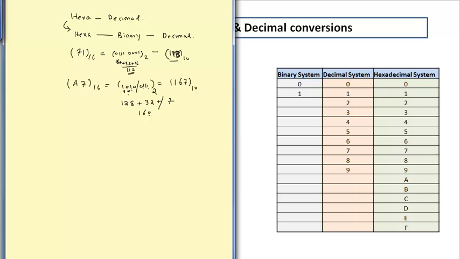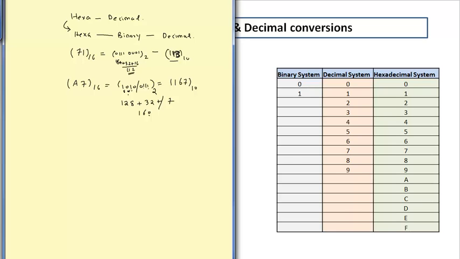Alright, so this is the path you should take when you're converting from hexadecimal to decimal. You should always go through binary. It makes life simple. There is another way though, but we will not look at that. Now we will convert the decimal into hexadecimal.